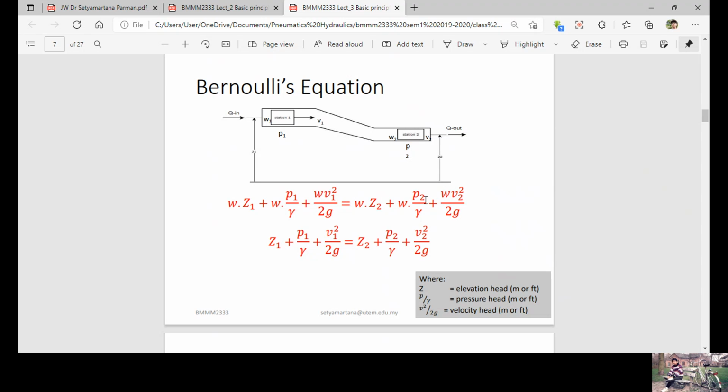So this equation can be simplified. The Bernoulli equation can be simply written as Z1 plus P1 over gamma plus V1 squared over 2g, that is equal to Z2 plus P2 over gamma plus the square of V2 over 2g.